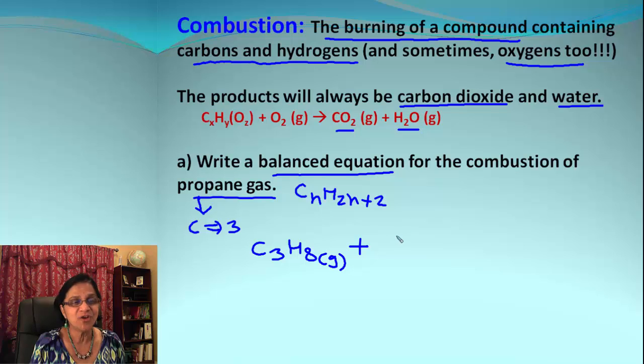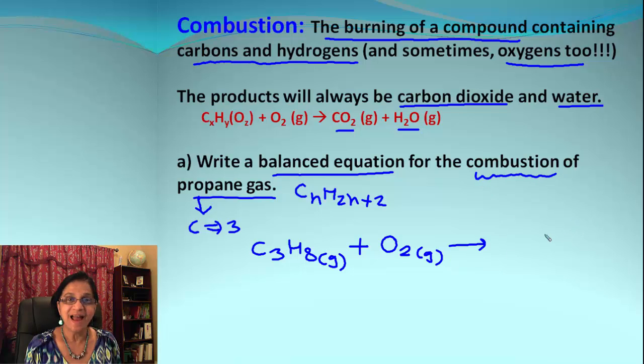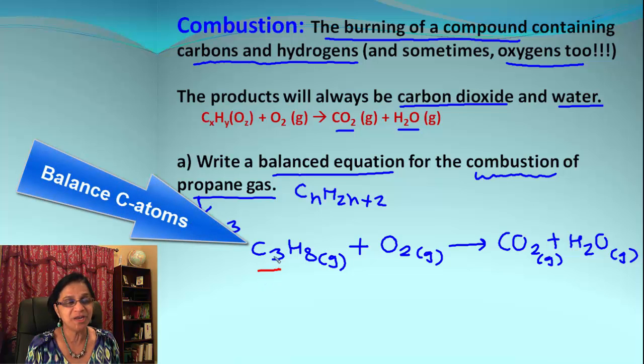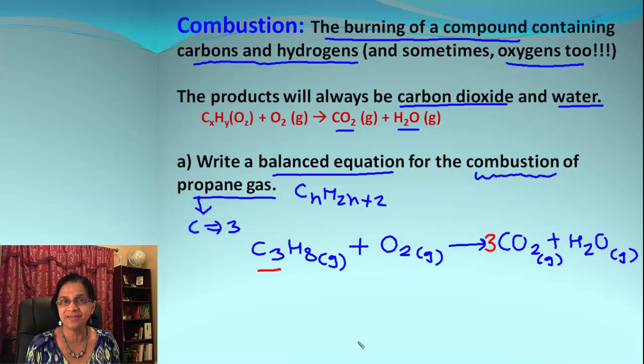Now remember what we said, we have to always add oxygen gas as one of the reactants when it says combustion reaction. And the products of combustion reactions are always CO2, carbon dioxide, and water vapor. Both are gases, so let's put the states as gas there. Now when it comes to balancing, there is an easy trick for balancing combustion reactions. What we need to do is look at the number of carbon atoms and match those on the product side. So in propane, we have 3 carbon atoms. Match the number of carbon atoms, so it will be 3 CO2.